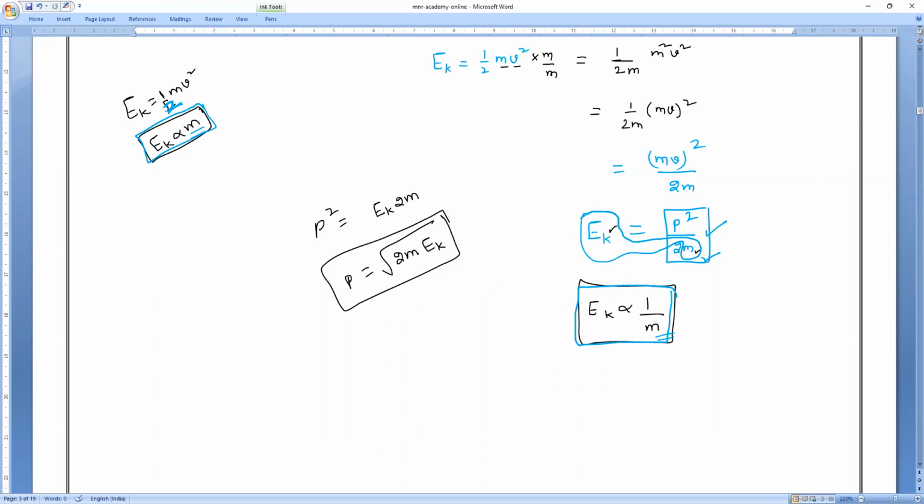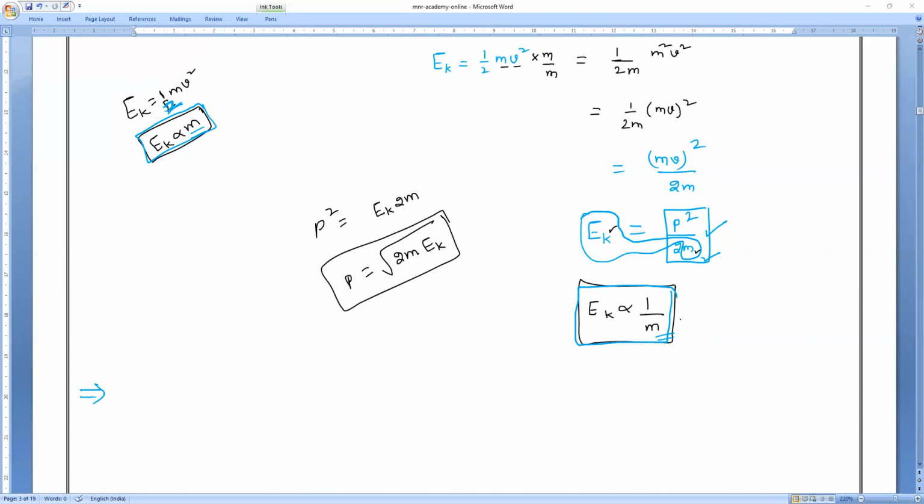So now, based upon this, the next question, a beautiful question, write it everybody. A light body and a heavy body have the same momentum. Momentum remains what? Constant. Do you understand, everybody? Momentum remains constant. Which will have more kinetic energy?